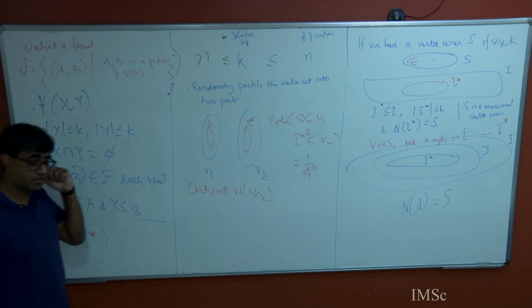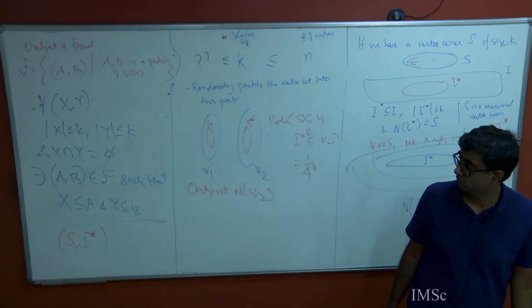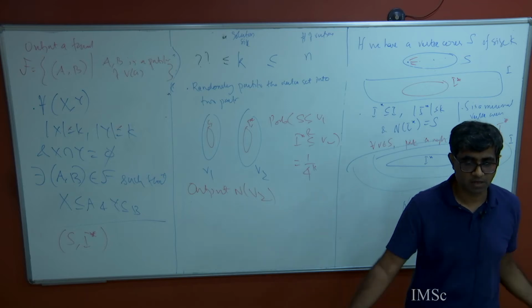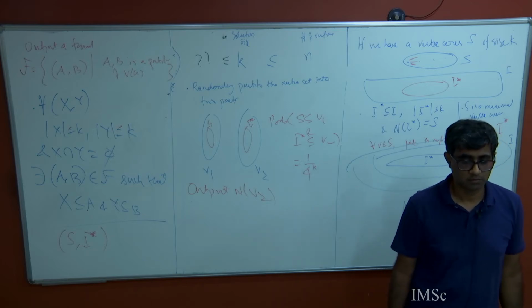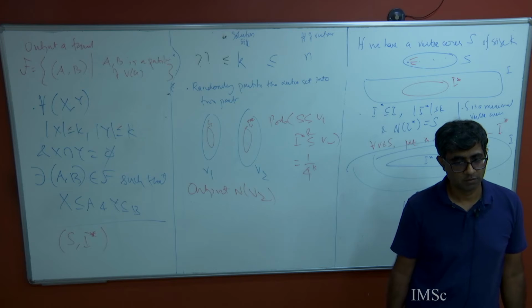Does such a family exist? Why do we need to do this over all pairs x? Because I don't know what S and what I is. But then there won't be such a family. How do you know such a family doesn't exist? Like if I pick some k by 2 vertices from A and k by 2 vertices from B and form x, and similarly form y.